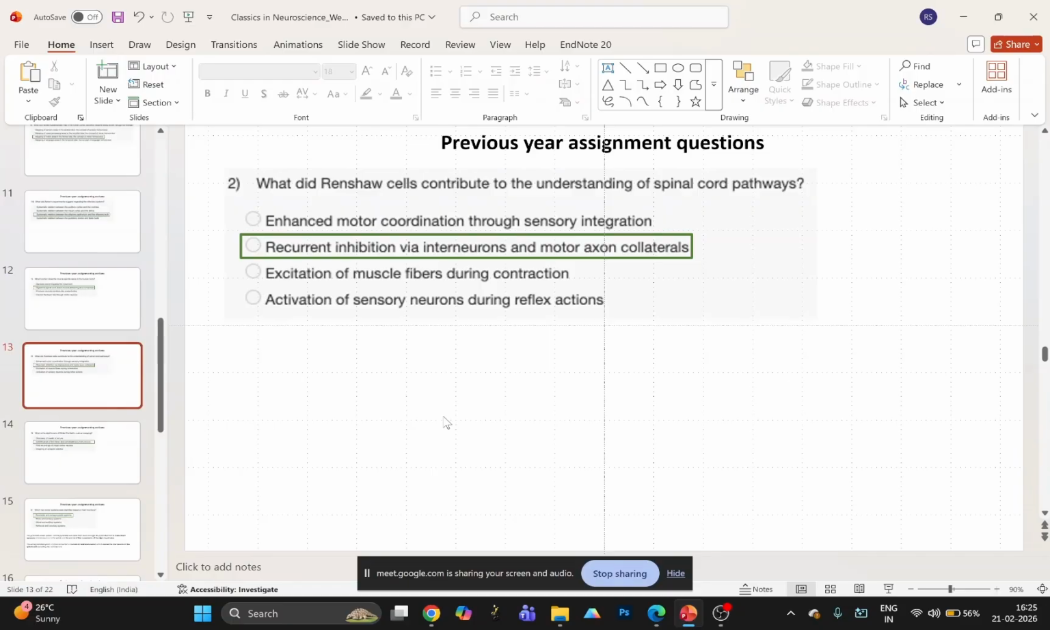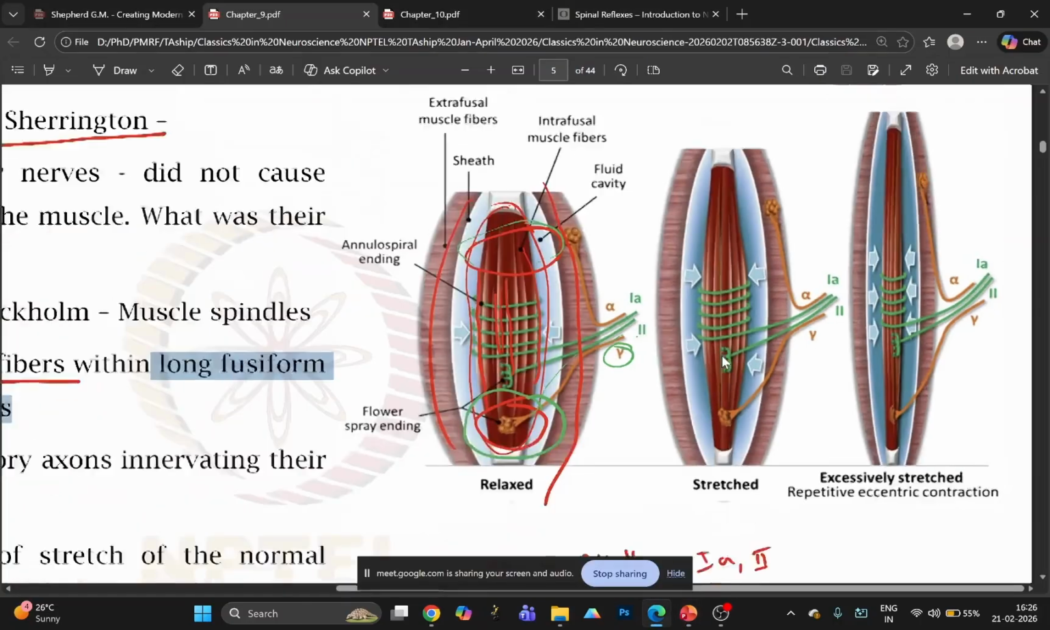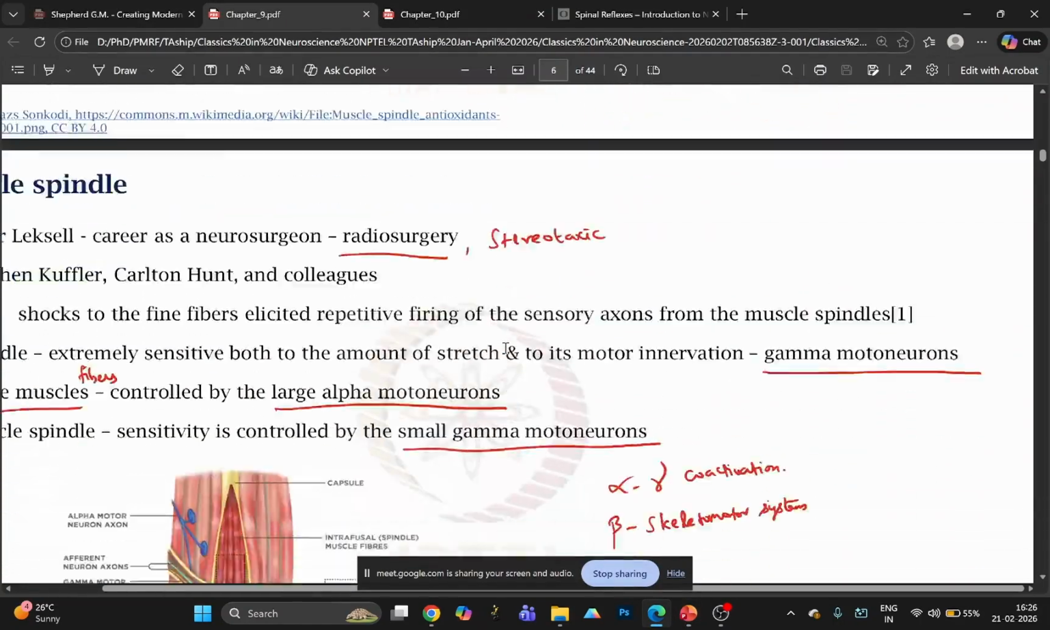Next, what did Renshaw cells contribute to the understanding of spinal cord pathways? Okay, this is also something we discussed a little while ago, but let me just briefly explain it again, very, very briefly.